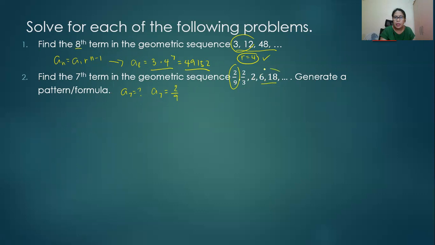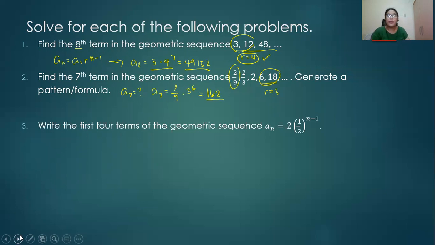If we divide 18 by 6, we got 3. So this is the common ratio. So as we multiply 3 to the previous term, we'll obtain the next term, like 2 over 9 times 3 is 2/3, times 3, we got 2, times 3, we have 6, and then times 3, we have 18. So this must be 3 to the n minus 1. So this is 3 to the 6. So evaluating this expression will come up with 162 as the seventh term.